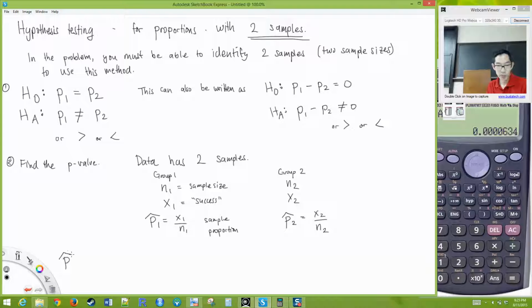Then we have the overall P hat. Notice that this one has neither a 1 nor a 2, and this is X1 plus X2 divided by N1 plus N2. We call that the overall P hat. Or we can also call it total successes over total sample size, or total observed.